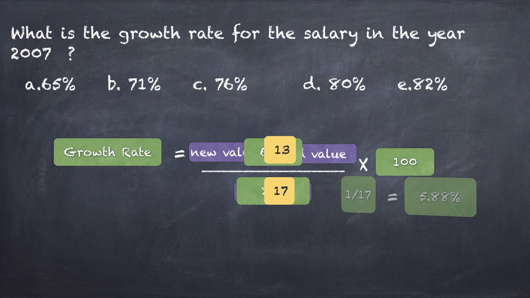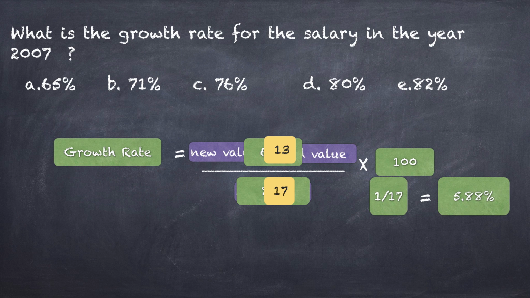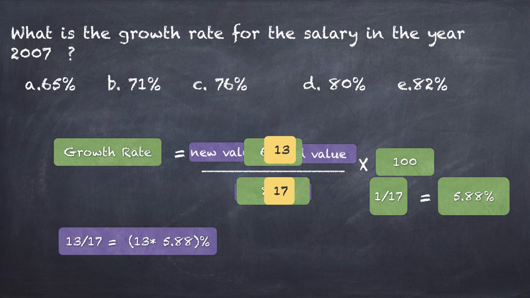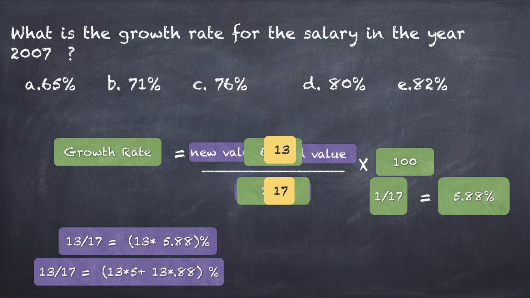I know 1 by 17 from just now is 5.88%. Okay, so now 13 by 17 I can calculate as 13 into 5.88. Again, try to do it in your head. The way to do it would be do 13 into 5, which is 65, and then do 13 into 0.88.